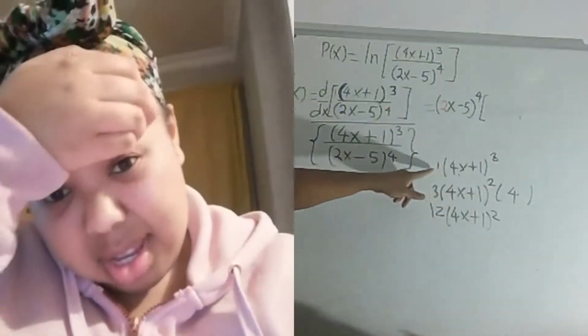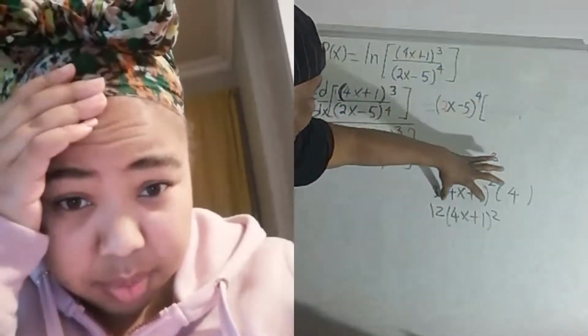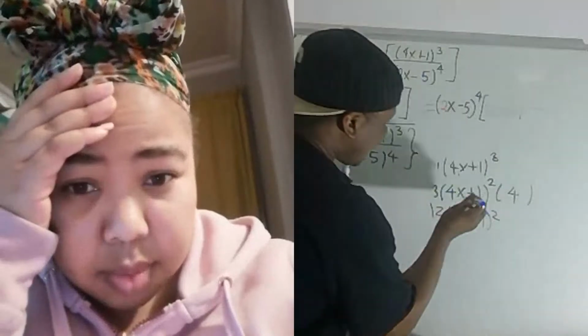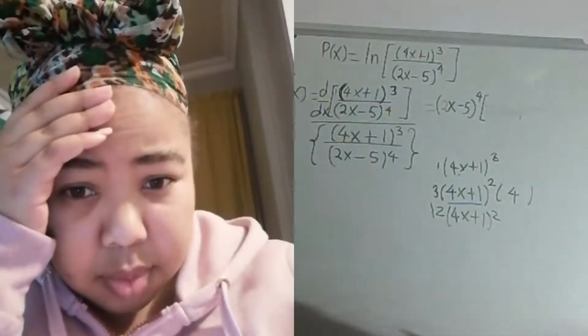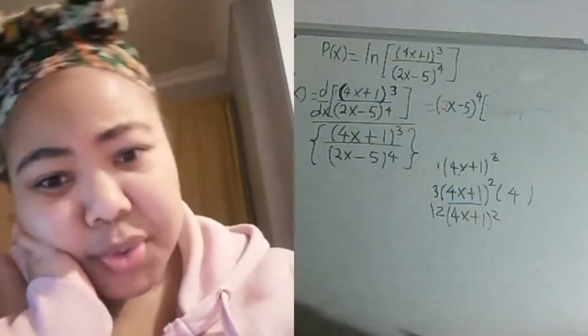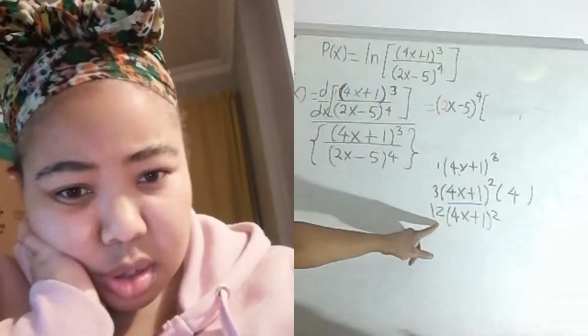3 times 4. 3 times 1 equals 3. We drop it. 3 minus 1 equals 2. But you must differentiate what is in here. I agree. So how did we get to 12, then back to 4x plus 1? 4 times 3 equals 12.